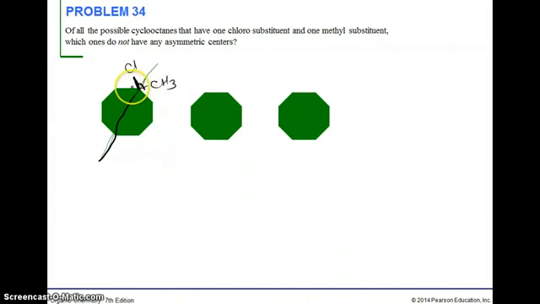then these 2 groups are identical, and therefore this is not an asymmetric center. So another way we could do this would be to have chlorine here and methyl here, or one behind and one in front. So these 3 cyclooctanes do not have any asymmetric centers.